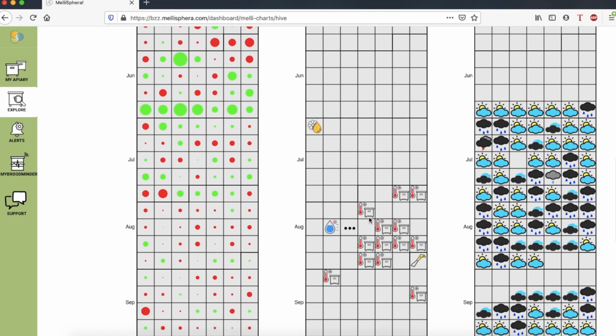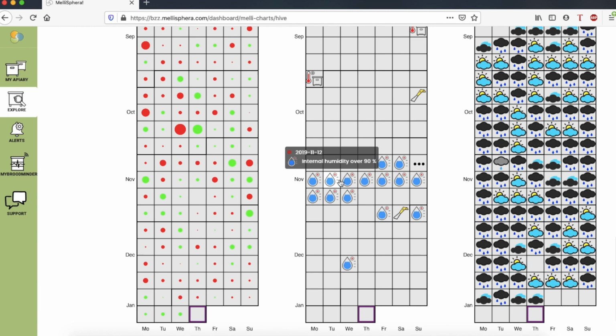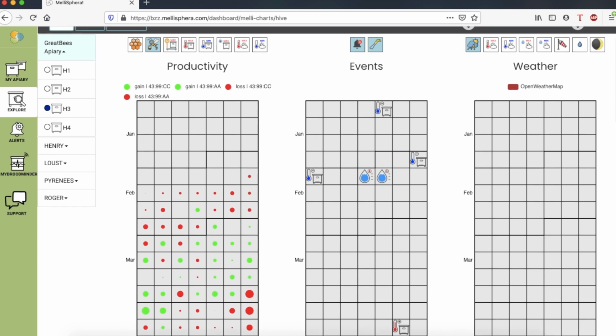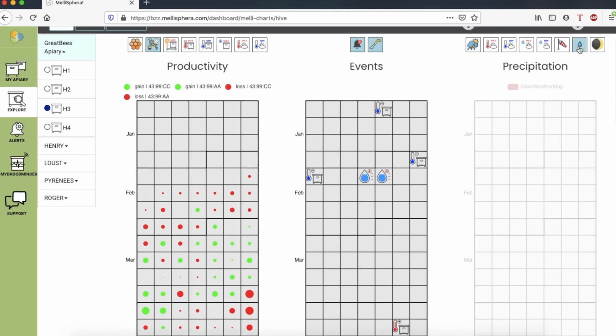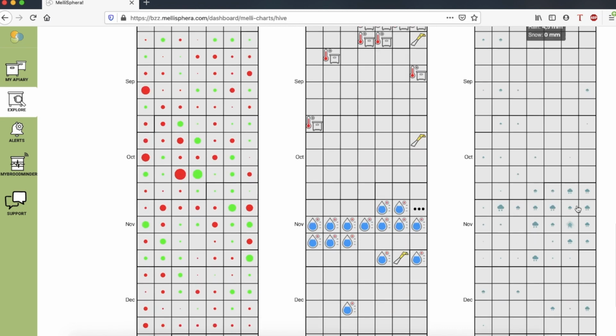And we see that at the end of the season, in August, there was some overheating. Did an inspection here, saw the queen. And in November, we had lots of internal humidity alerts. Well, this is quite normal. It was raining quite a lot at that time. Maybe you can give it a look at how was the rain in that period of the year. Yeah, rainy.